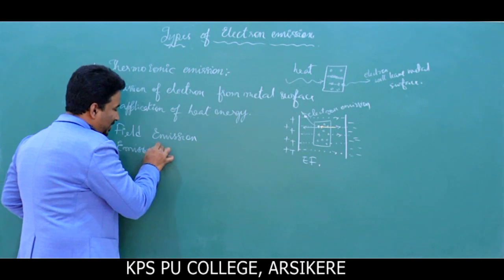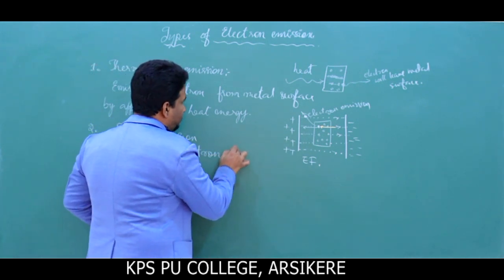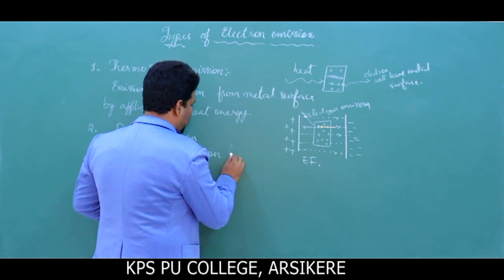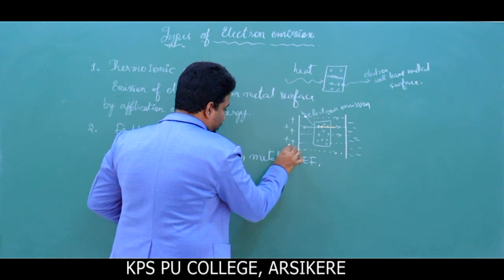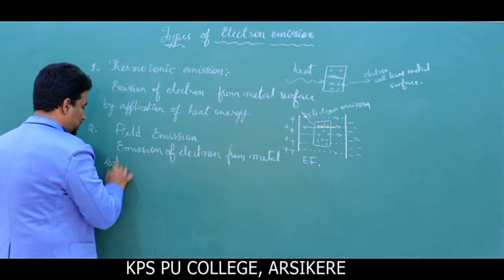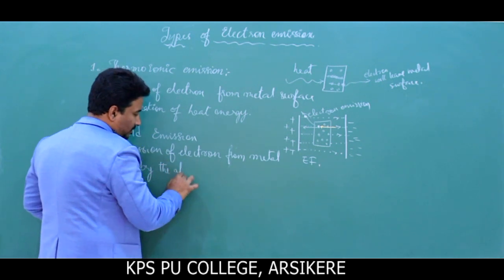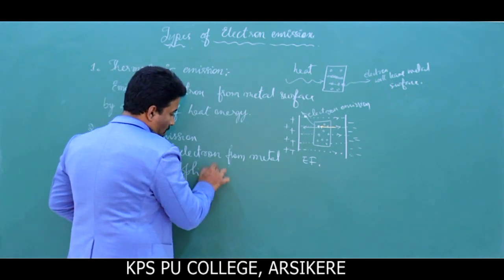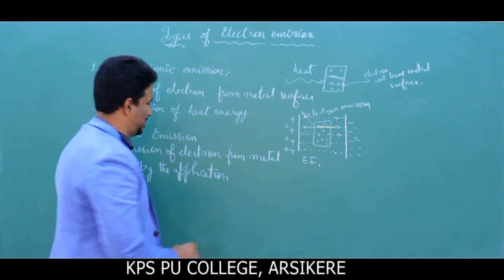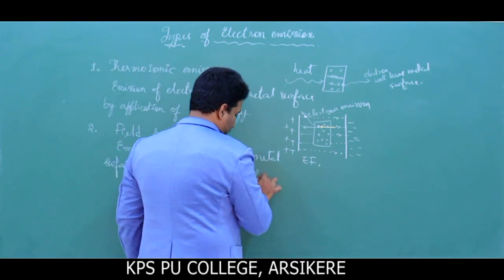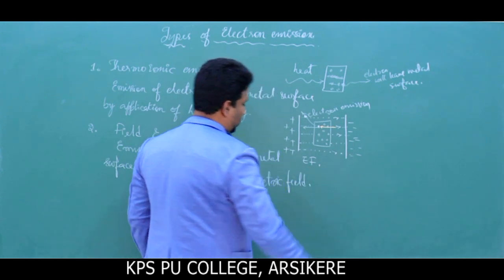Try to write on your own. Emission of electron from metal surface. Write it: from metal surface by the application of electric field. Application of electric field.